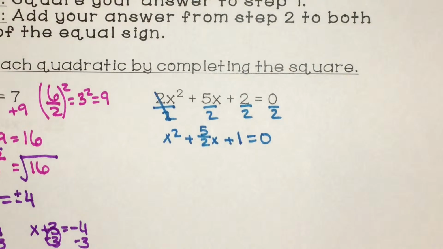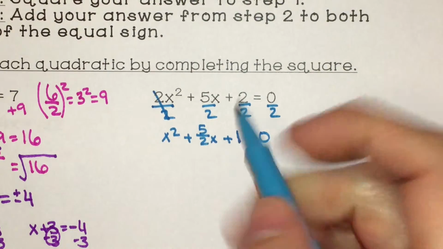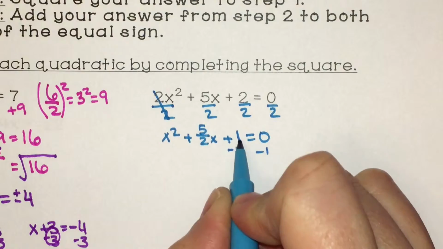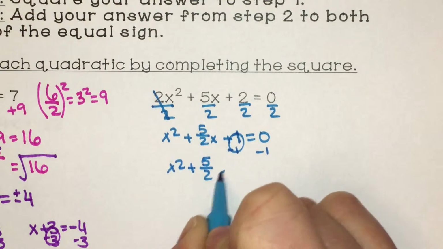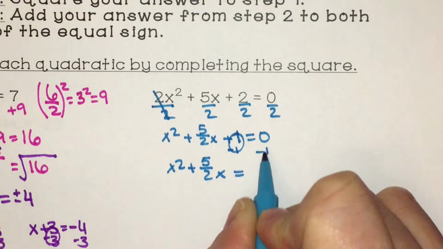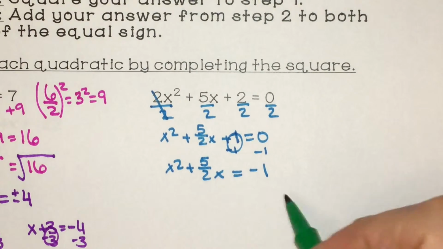All right, it's still not in the correct form because I need this constant on the right side of the equal sign. So I'm going to subtract 1 on both sides, and I get x squared plus 5 halves x equals negative 1.